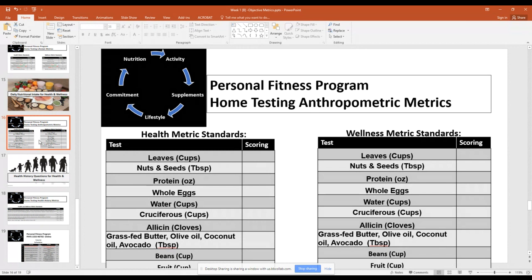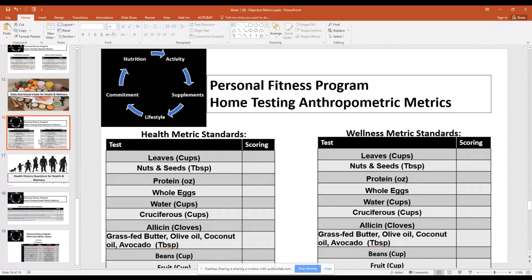Apologize. So now we have the whole eggs, again, the yolk and the whites. Water, 8 ounces is 1 cup. So how many cups of water do you consume in a day? Cruciferous vegetables are from the broccoli family. So broccoli, cabbage, Brussels sprouts, bok choy, horseradish. These types of vegetables, how many of these do we consume in a day?